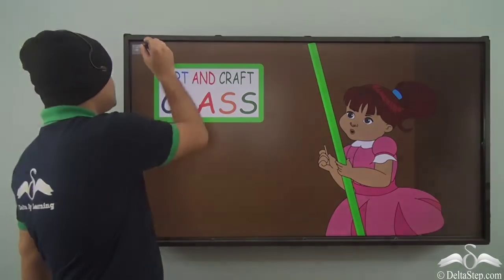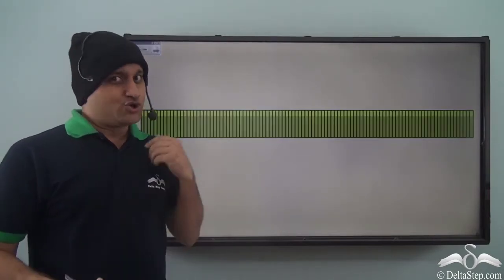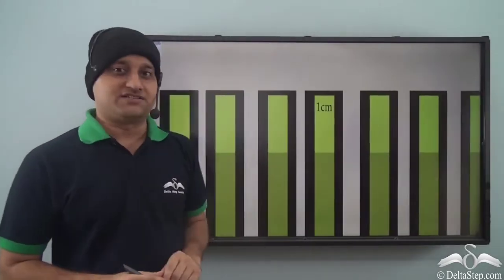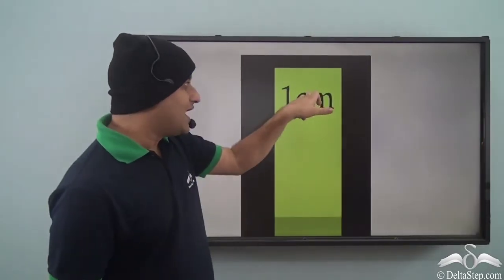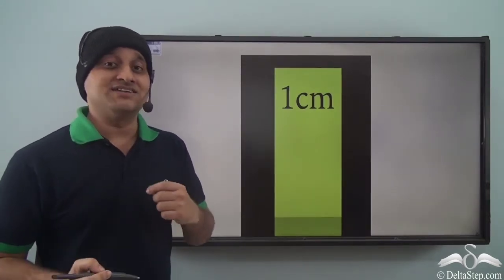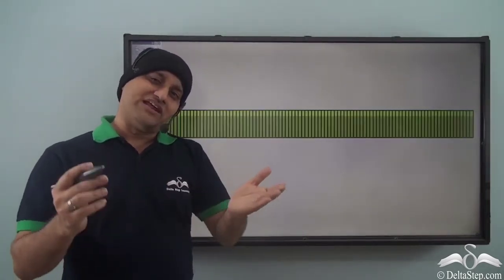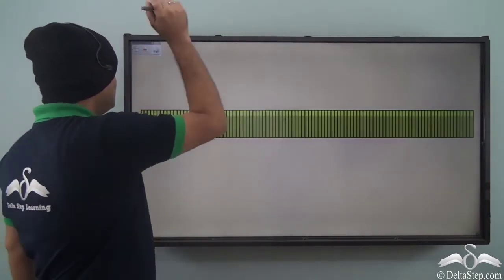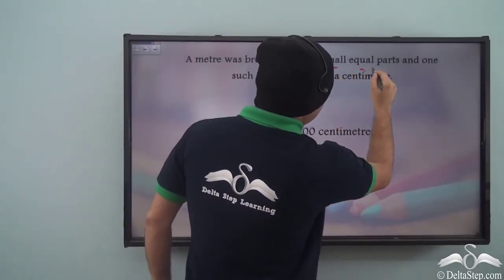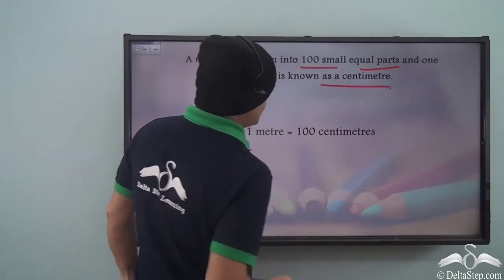Well, now since the meter scale was too large for smaller objects, what was done? Well, the meter scale was divided into 100 equal parts. And one such part was named 1 cm or 1 centimeter. So you see, this one single part was another very small unit. So you see, a meter was broken into 100 small equal parts. And one such part is known as a centimeter.